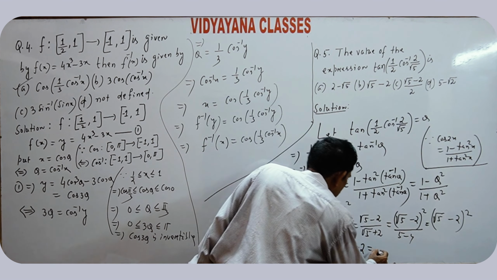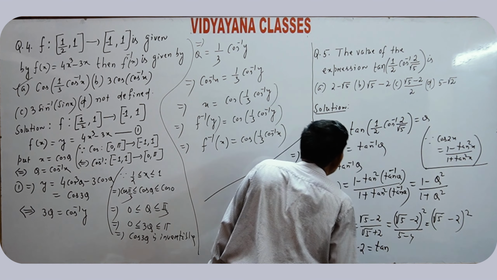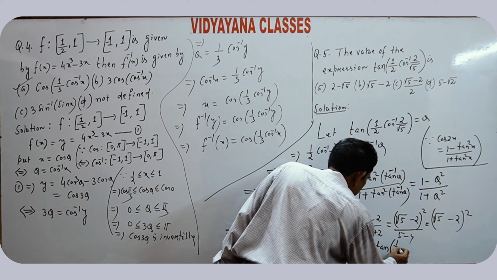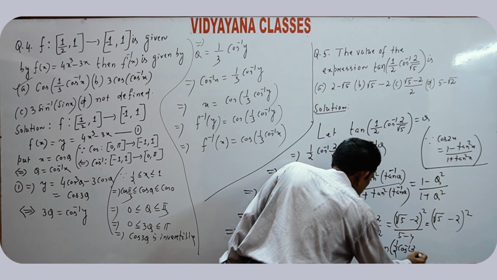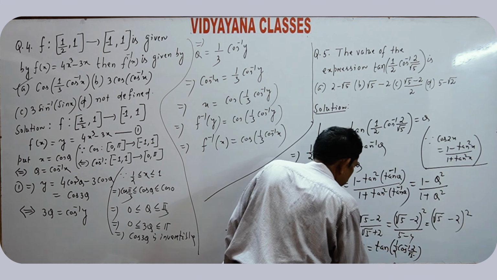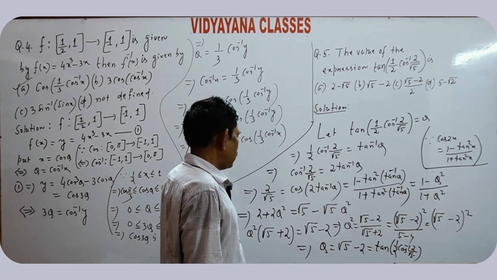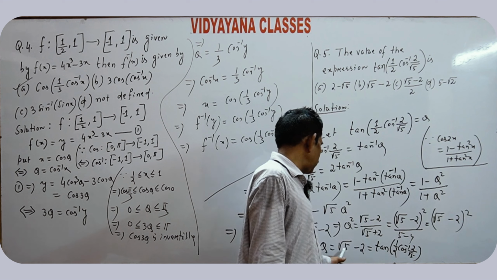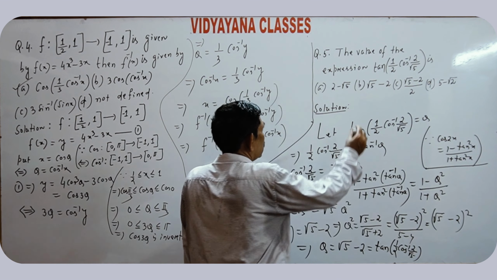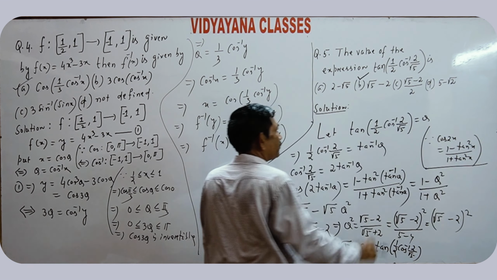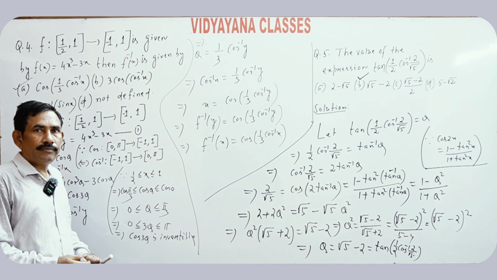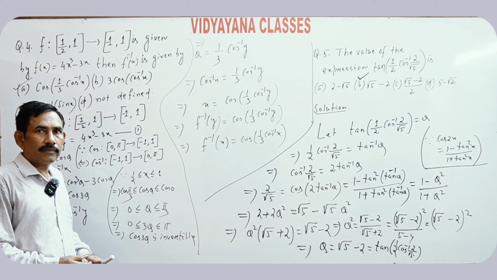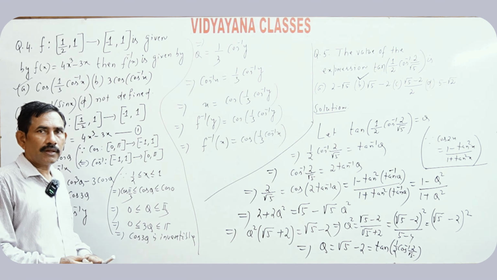What is the value of theta? Theta is equal to tan half of cos inverse 2 by root 5, it is taken as theta. So the value of this is root 5 minus 2. So the correct option is B. Clear? Okay, note down.